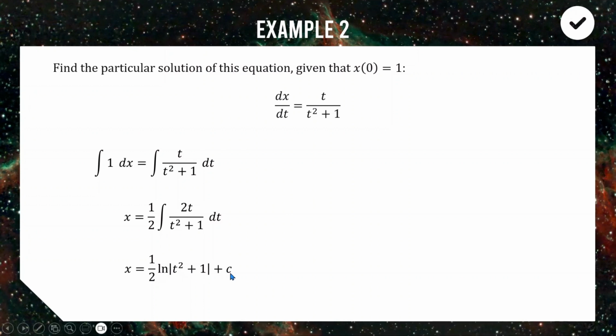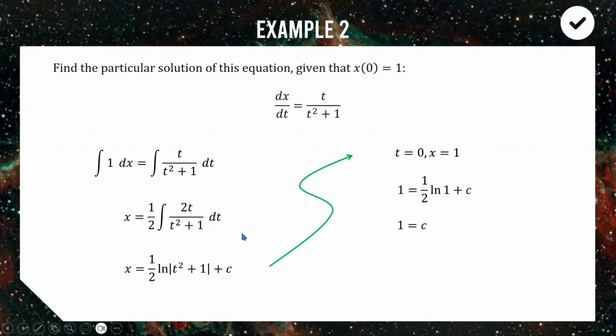Okay, now we're going to figure out what our constant is using our conditions. So we know that when t is 0, x is equal to 1. So let's use that information. We have 1 on the left is equal to a half of log of 0 squared plus 1, which is just log 1. And then we have the plus c on the end. Now, pretty conveniently, logarithm of 1 is always equal to 0. So we have 1 equals 0 plus c. So we once again get that c is equal to 1.